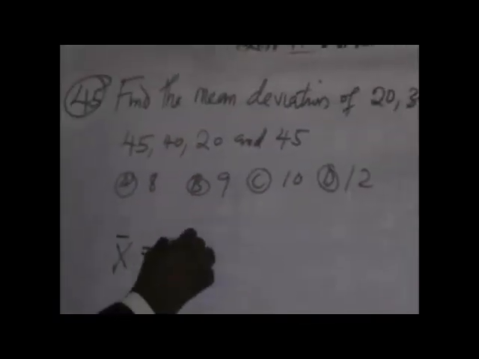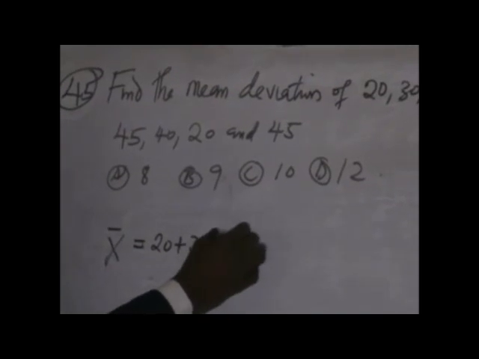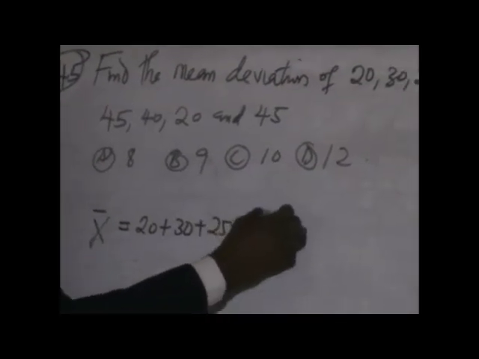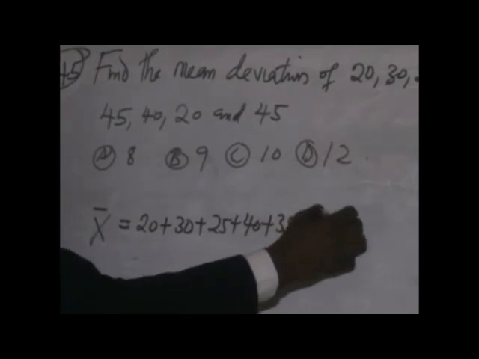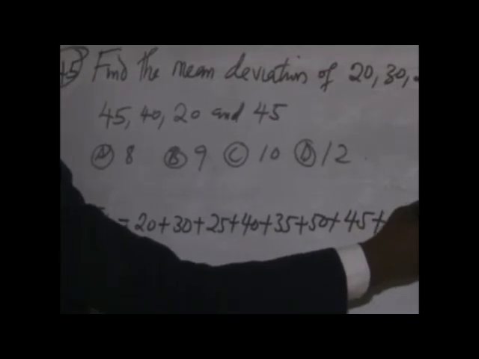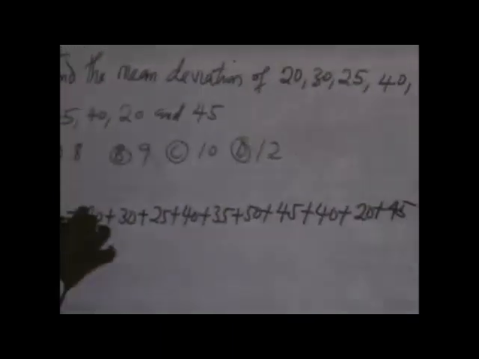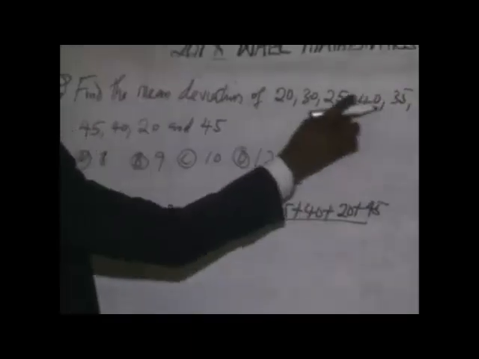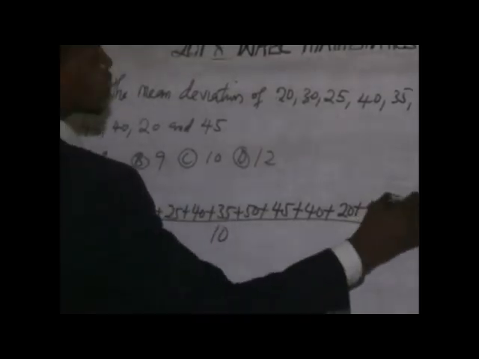So it's going to be 20 plus 30 plus 25 plus 40 plus 35 plus 40 plus 45, alright, plus 40 plus 20, alright, plus 45, all over the total 1, 2, 3, 4, 5, 6, 7, 8, 9, 10, alright, this is 10. By the time you add up this with your calculator, you are going to be getting 350, alright, divided by 10. So this will give you 35. So 35 becomes the mean.